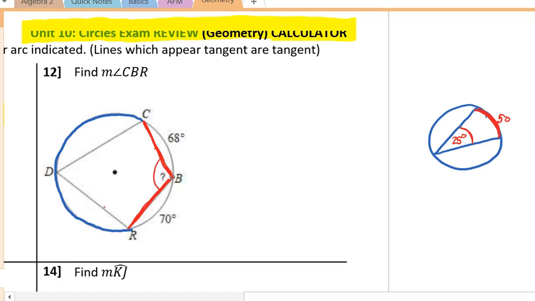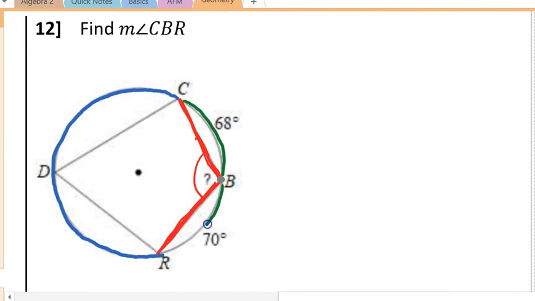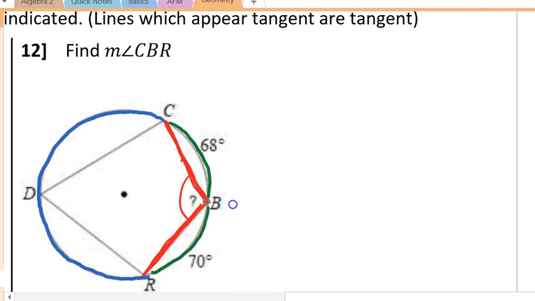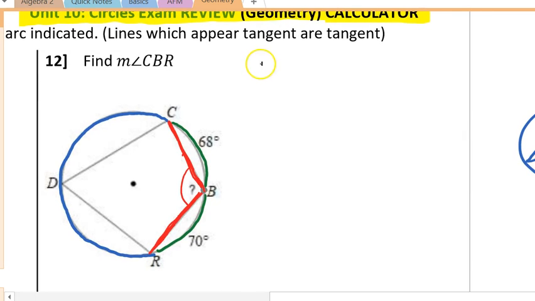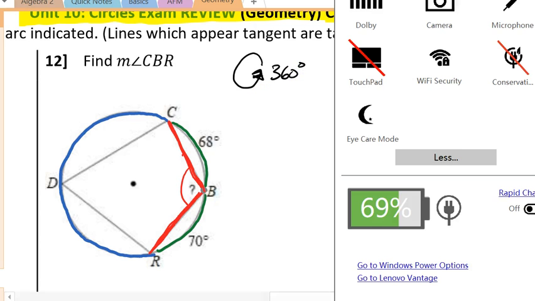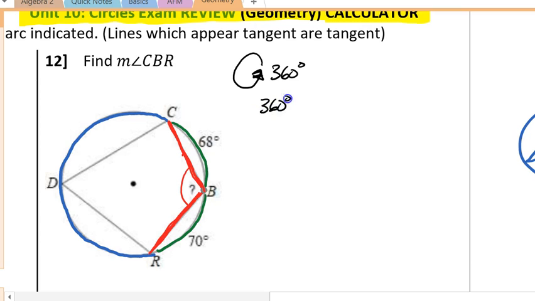So how could I figure out this arc? Well, I know that this arc is 68, and I know that this arc is 70, and once again, we know that there are 360 degrees in a circle. So to find my missing information, 360 degrees minus 68 minus 70 gives me an angle measure of 222 degrees. So this is 222 degrees.